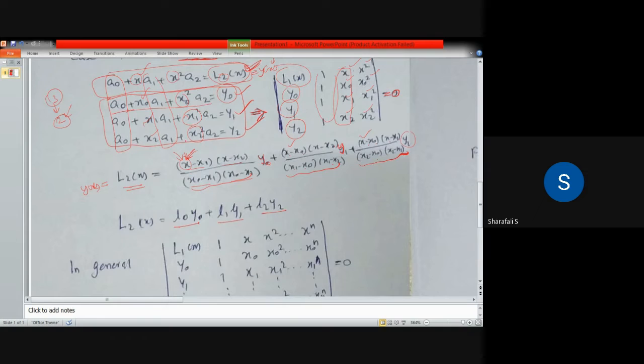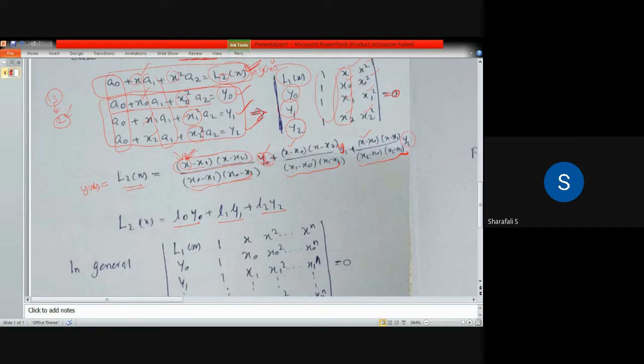And remember that when you are calculating for y0, you can see the coefficients from here. With this y0, we are not having any x0 terms in the numerator. We are having only the other terms, x minus x1 and x minus x2. x0 will not be present in the numerator. This is how you can remember this equation.